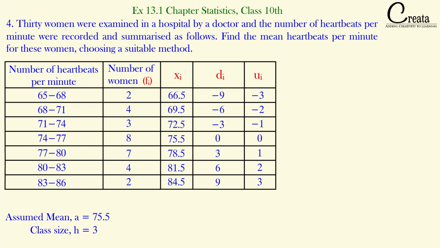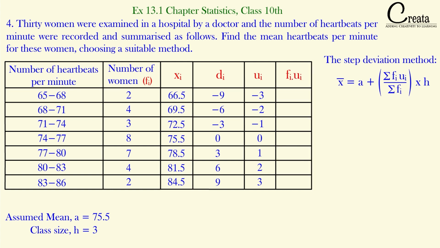These all are the values of ui. Got it? Now we can easily apply the formula of step deviation method, which is this formula. In this formula we have to calculate sum of fi into ui and also the sum of fi. For that we have to add one more column, which is fi into ui. Here we will multiply fi and ui.